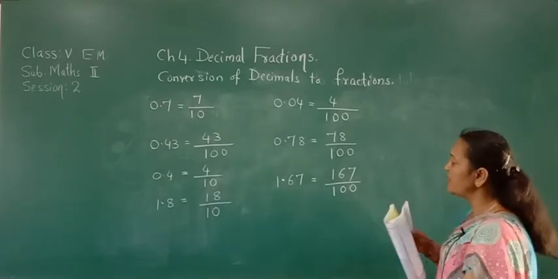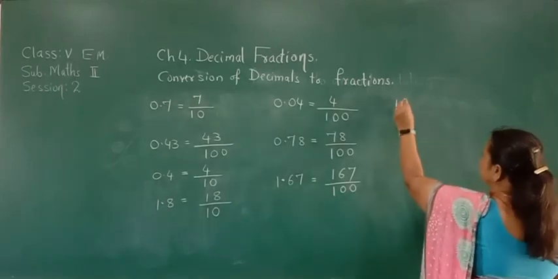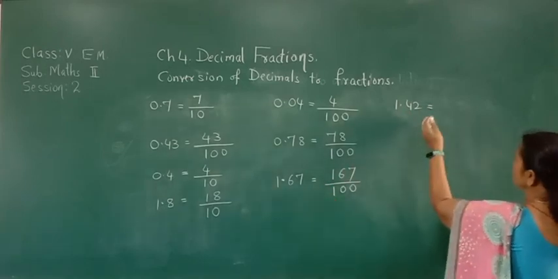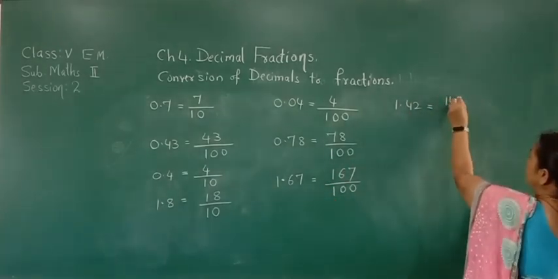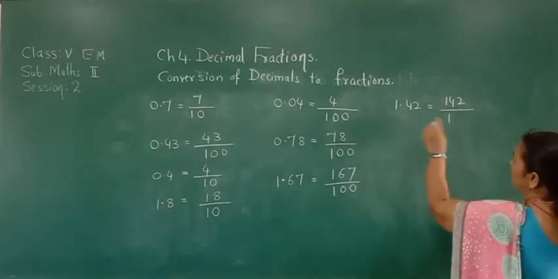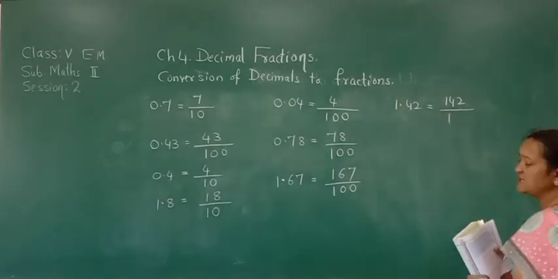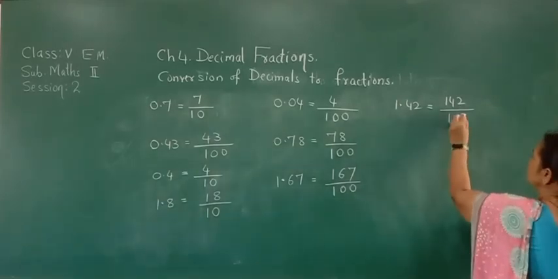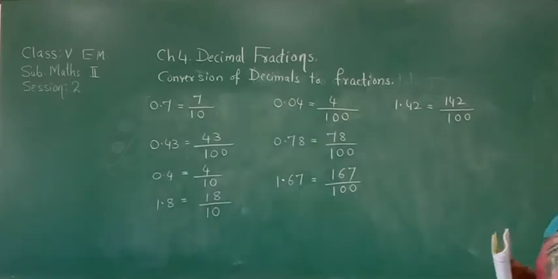Here suppose 1.42 is given. As we did here, in the same way you should write 142 in the numerator and write 1. Then after the decimal, how many digits do we have? After the decimal we have 2 digits. So add 2 zeros. So it is 142 divided by 100.